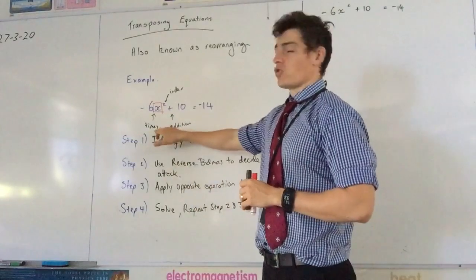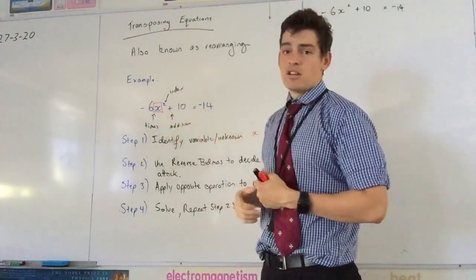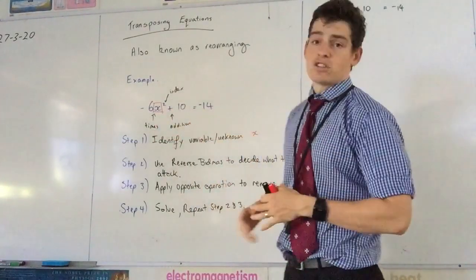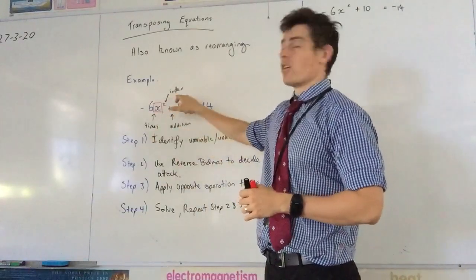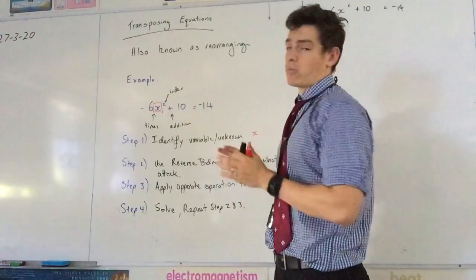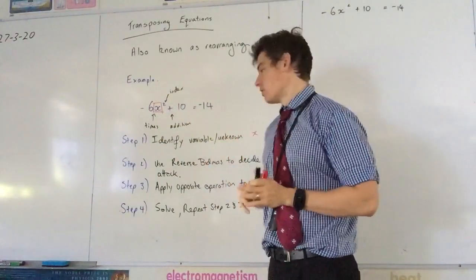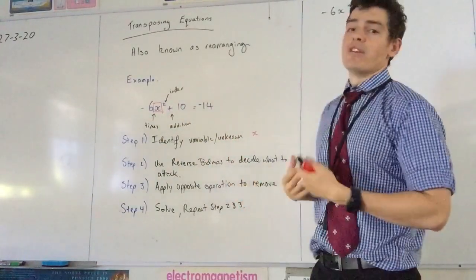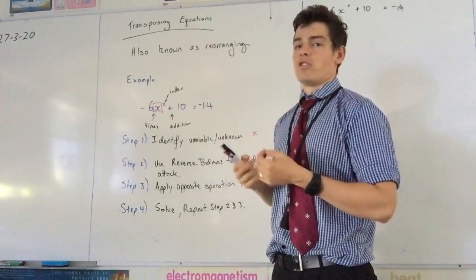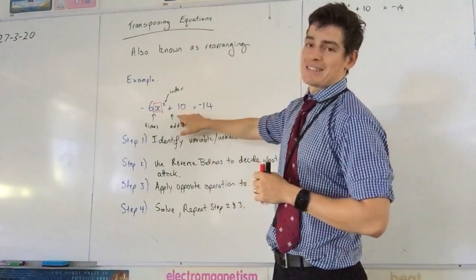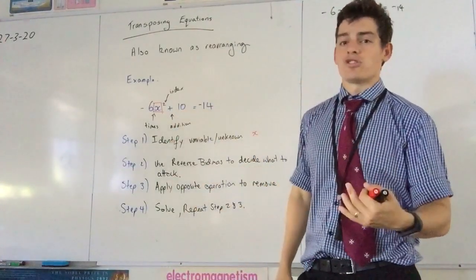So as you can see, I've got a times, an index and an addition. If I was using reverse BOMDAS, the first thing I would attack is the addition. Then I'd go to the times, and then I'd go to the index last. So I'm going BOMDAS, but I'm going in reverse. To get rid of these operations, I don't just move, I do the opposite operation. So if I want to get rid of this plus 10, the opposite operation to an addition is a subtraction.